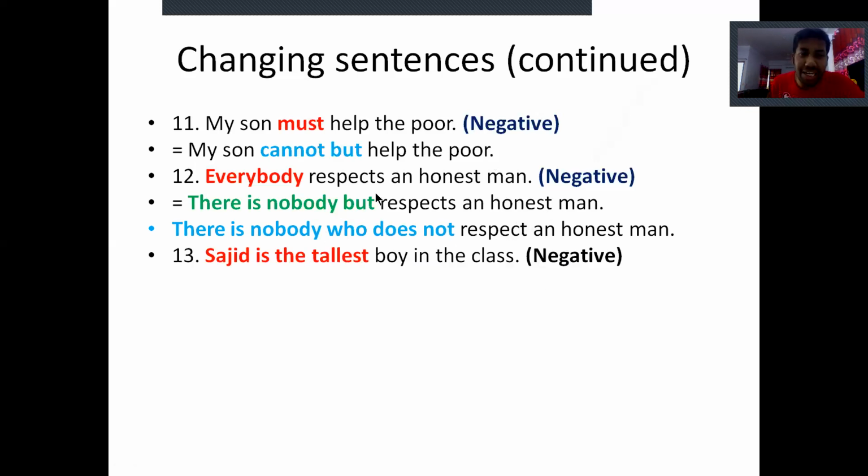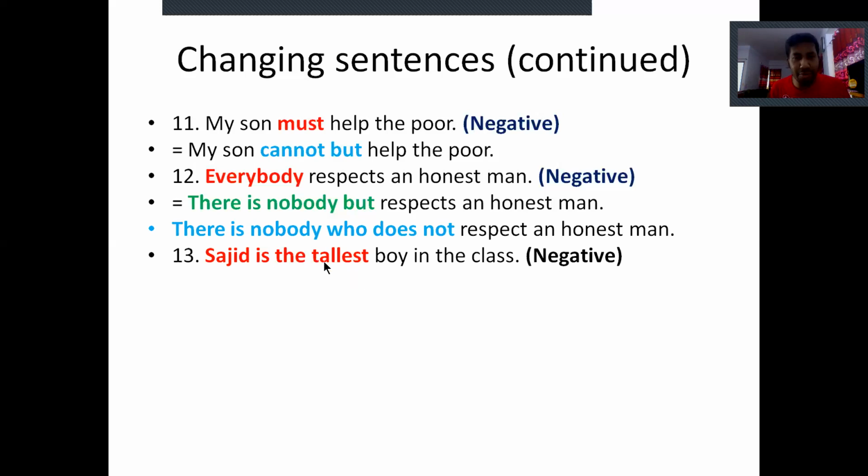Number 13, Shazid is the tallest boy in the class. Let us look at the structure of this sentence. This is the subject, then the auxiliary verb is, then the plus superlative degree of adjective. So if any sentence is in the structure subject plus verb plus the plus superlative degree of adjective, then we make the sentence negative by using the structure no other plus noun.